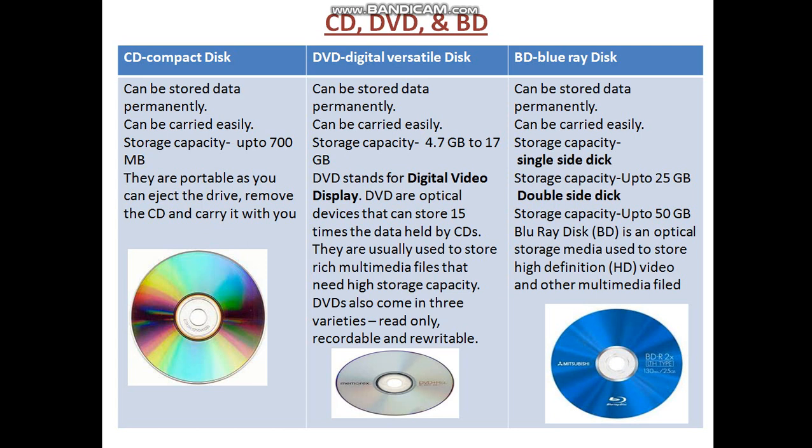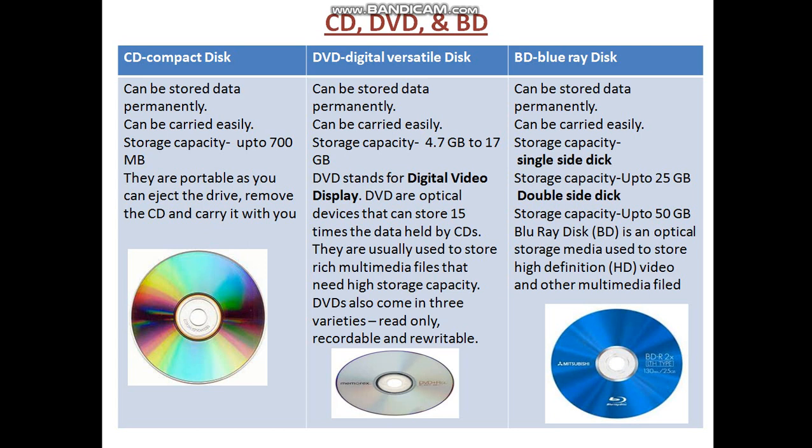Next is the DVD, digital versatile disc. It can store data permanently and can be carried easily. Remove the DVD and carry it with you, the same way as a CD. Storage capacity of a DVD is up to 4.7 GB to 17 GB. DVDs are optical devices that can store 15 times the data held by CDs. So the capacity compared to a CD is very high. They are usually used to store rich multimedia files that need high storage capacities. DVDs also come in three varieties: read-only, recordable and rewritable.